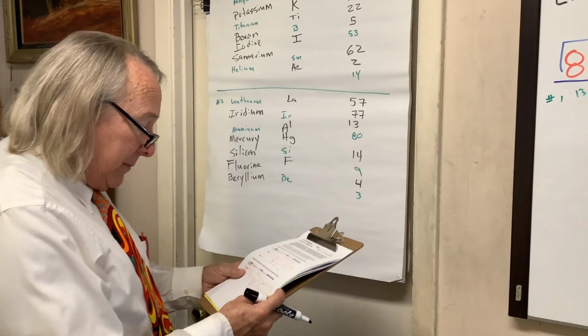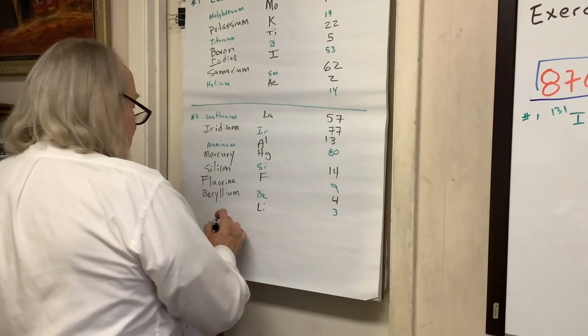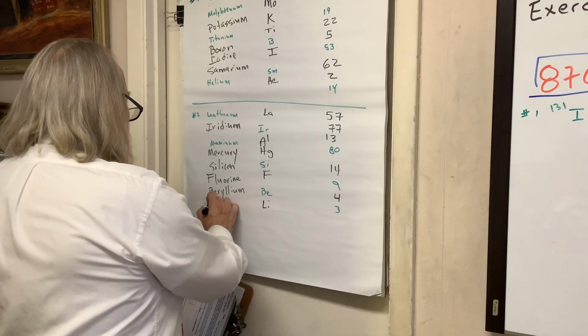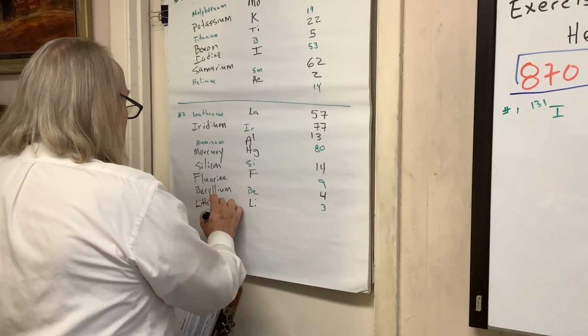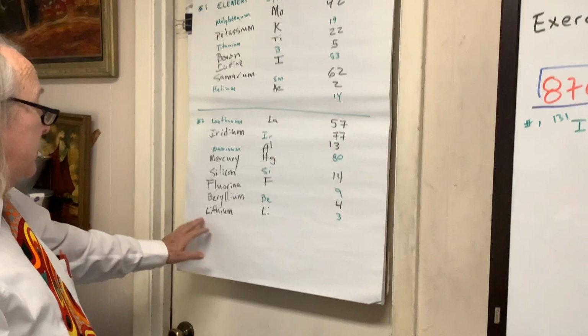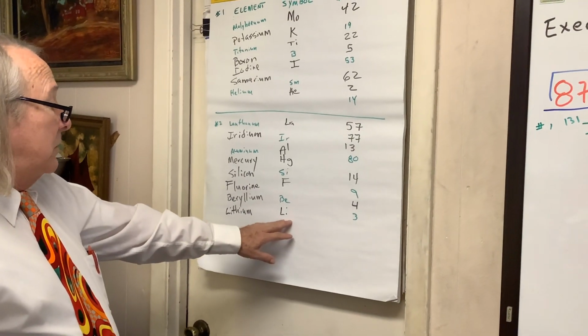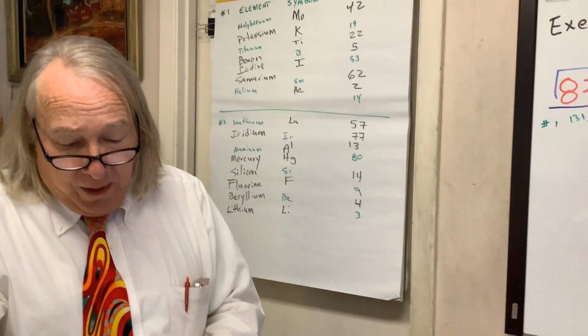And finally, element number 3. It's one of my favorites. It gives a brilliant crimson color in a flame test. It's actually a good first-line drug with some interesting properties in the human body for treating depression. It's element number 3, Li, lithium. So, that's your first page.